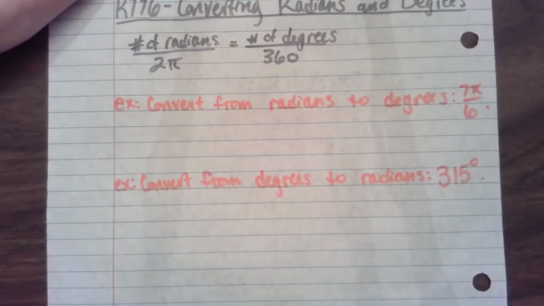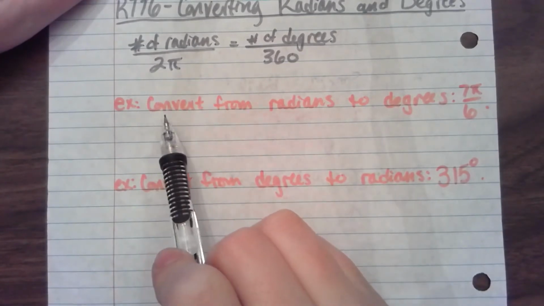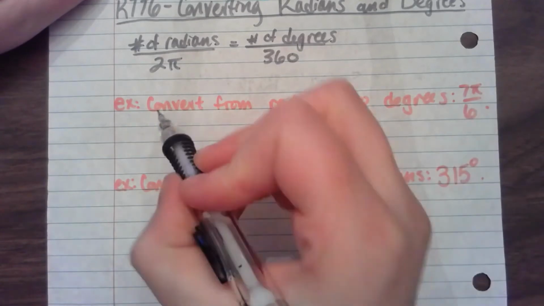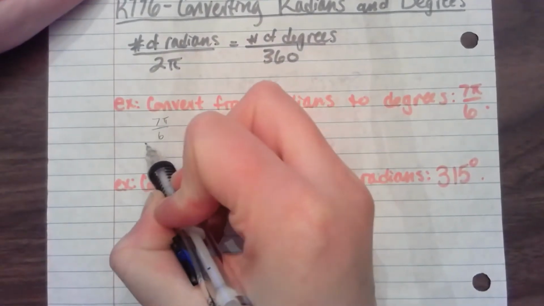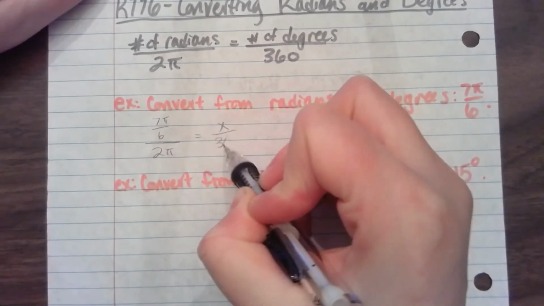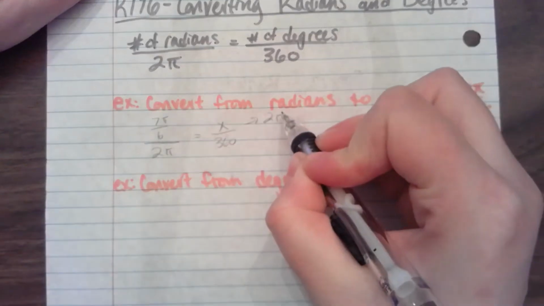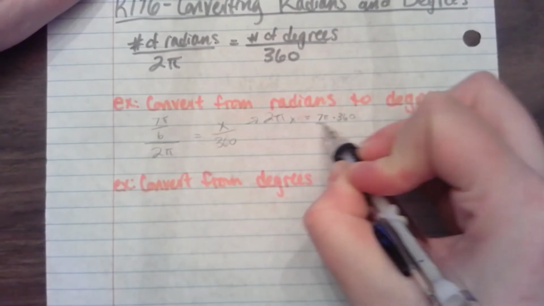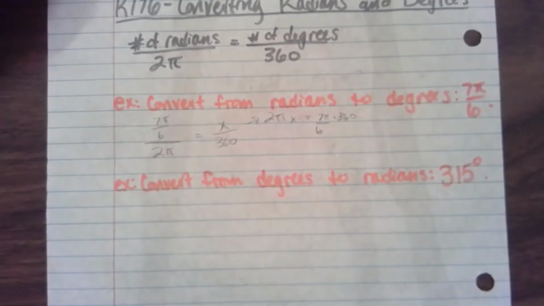Okay. I'm going to use this ratio. So the first example is convert from radians to degrees. So my radians is 7 pi over 6. So that means I'm going to put 7 pi over 6 all over 2 pi is equal to x over 360. So we cross multiply, so that's going to be 2 pi x is equal to 7 pi times 360 all over 6. So we have to take 7 times 360, which Littlefield doesn't know off the top of her head, so I'm going to get my calculator out.